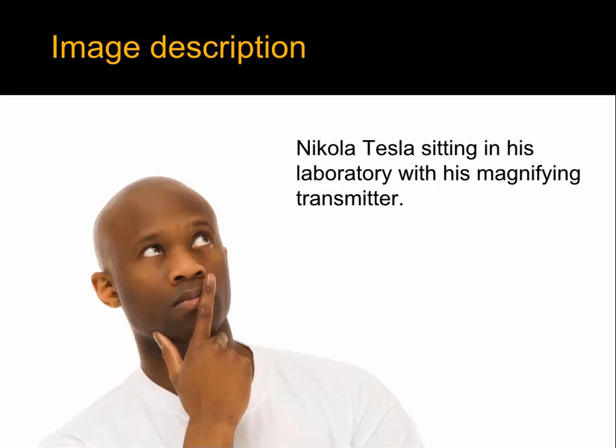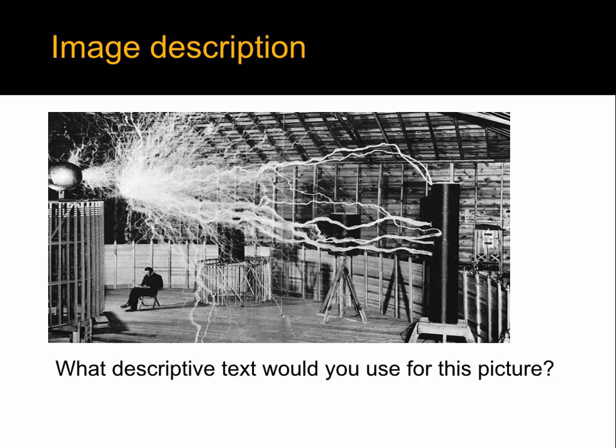Now I'm going to give you an image, and this is a description. It says Nikola Tesla sitting in his laboratory with his magnifying transmitter. I'd like you to think about that for a couple of seconds and imagine what that looks like. Okay, now we're going to go on to the image. Is that the image you would have seen from that description? What descriptive text would you use for this picture? We went a little further and considered it.